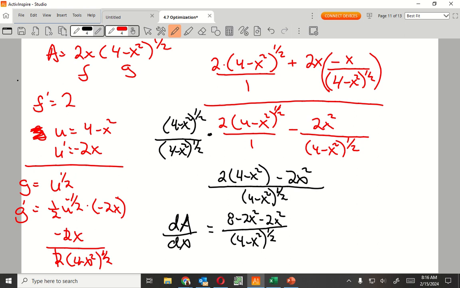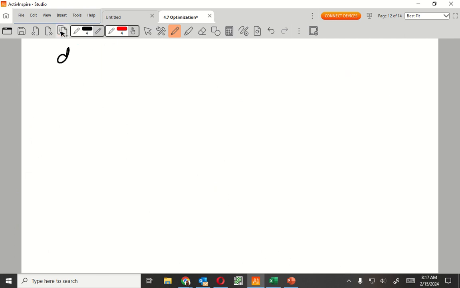Okay? So, before I get too far, I'm just going to clean up the top, and I'm going to put on another page here. So, cleaning up the top because I have like terms to combine. 8 minus 4x squared over quantity 4 minus x squared to the 1/2. Okay, one more page over. I have my dA dx, and this was 8 minus 4x squared.